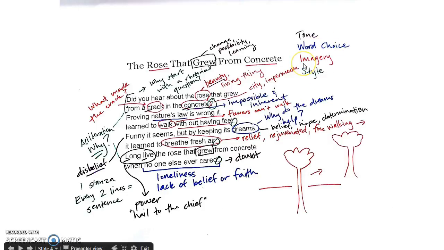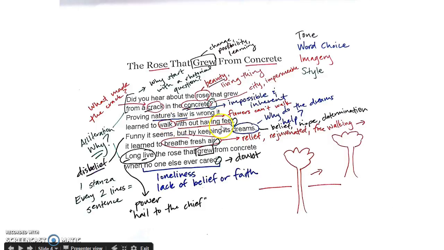Then we look at the imagery. Imagery is huge in this poem because it's all about two symbols, the rose and the concrete. If I think about the rose, I think specifically it's beautiful. That's what roses are. They often symbolize love. They're alive. Concrete is the exact opposite. It's part of the city. It's impermeable, meaning no one can penetrate it. It also has no nutrients in it.